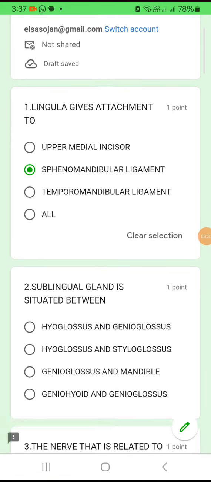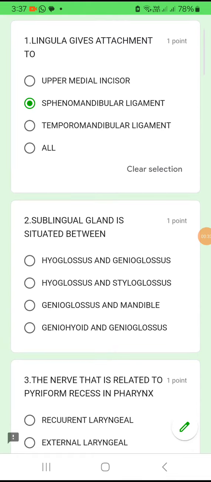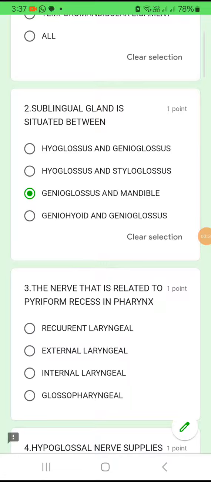Coming on to the second question, sublingual gland is situated between hyoglossus and genioglossus, hyoglossus and styloglossus, genioglossus and mandible, or geniohyoid and genioglossus. So definitely sublingual gland is situated between mandible and genioglossus. Okay, so option C is the right answer.